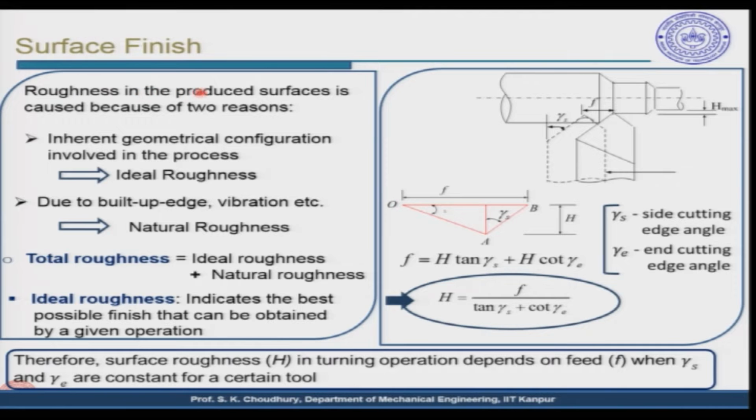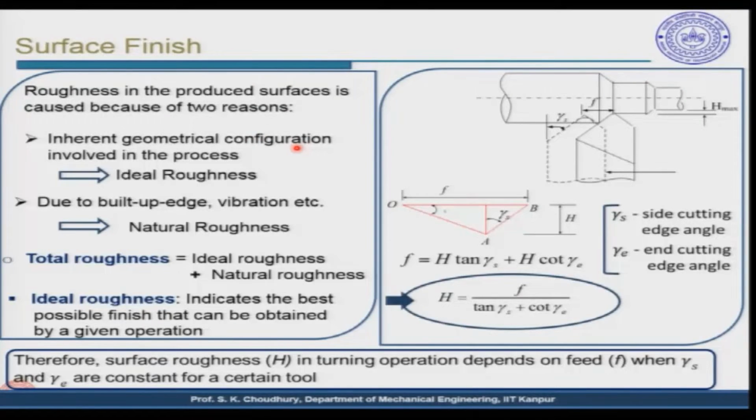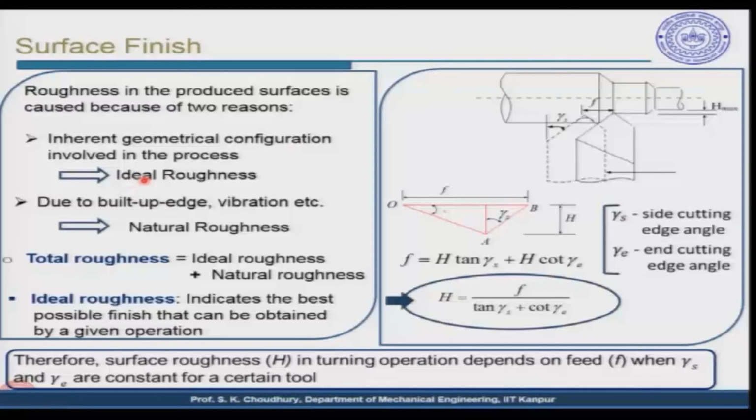Let us see why the surface roughness is produced on the machined surface. Particularly, the surface roughness in the produced surfaces is caused by two reasons. One is the inherent geometrical configuration involved in the process. What are those? We have a certain process, a certain machine tool of certain accuracy, and a certain combination of workpiece and tool material. These are the inherent geometrical configuration. That means we cannot have much control over that, this is given to us. Therefore, it is called the ideal roughness.